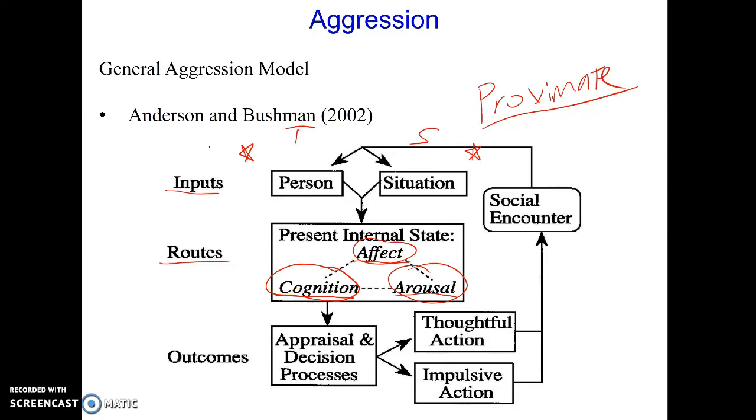All right. And that priming, the anger, and the arousal, after the provocation, should be more prominent based on your personality. Let's say if you're high on trait aggression, or if you're a male. All right. Now here's what's going to happen. Once the situation occurs and the person, it's going to influence your present internal state. That's going to influence what's called appraisal and decision processes. So let me show you what those look like.